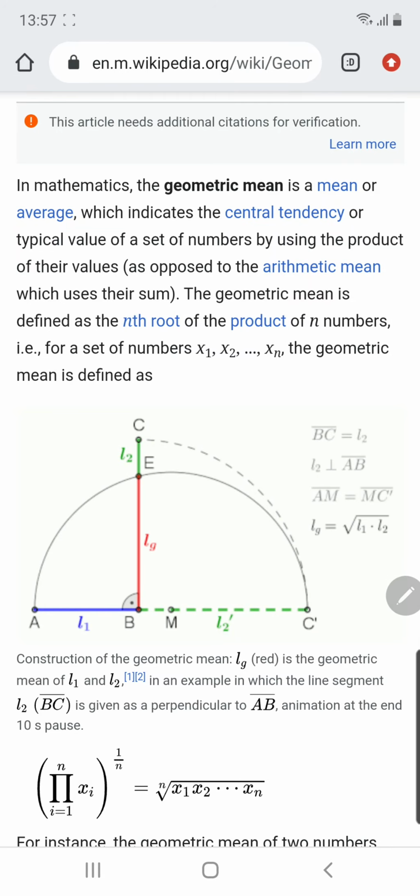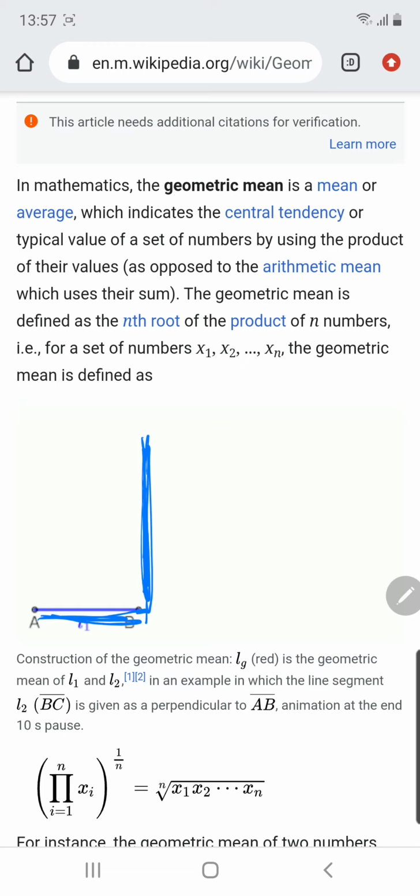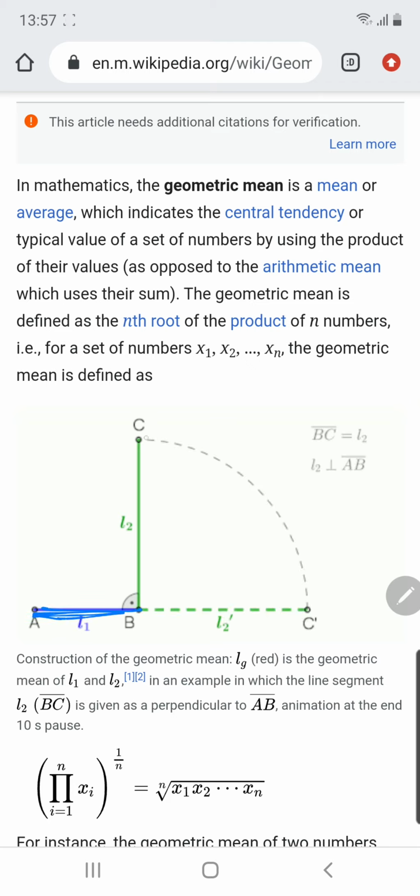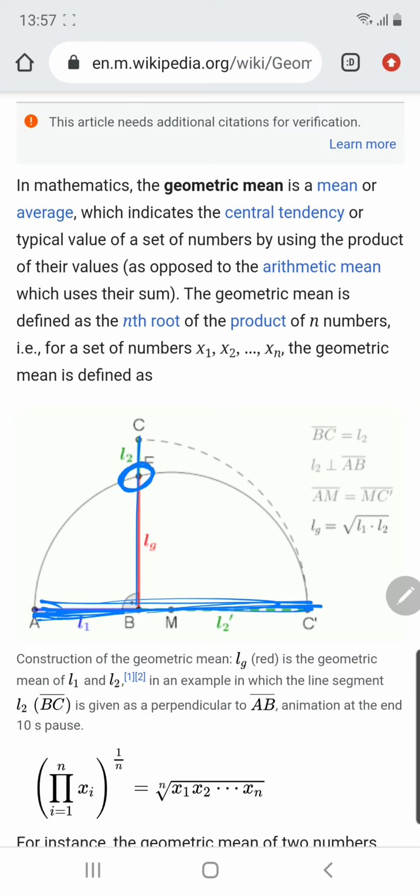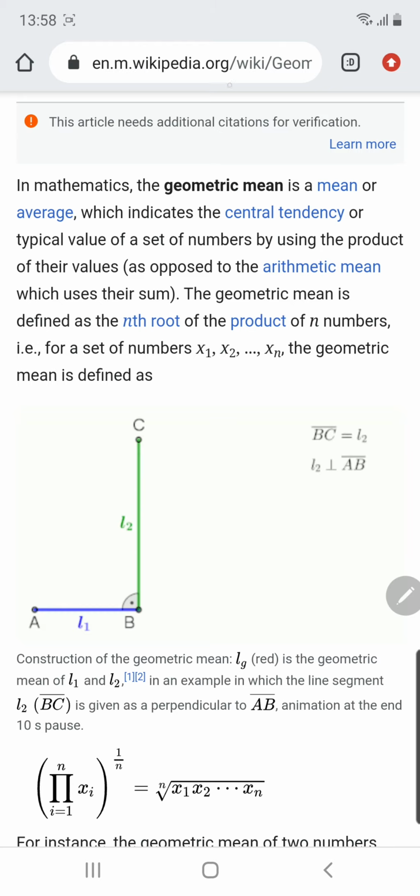So here, the two lengths that we want to find the geometric mean of, actually these two, are made the diameter of a circle, and then a semicircle is drawn with that as diameter. The place where the semicircle touches this line is the geometric mean. So arithmetically understood as, say this is A, this length, that whole bit here is B.